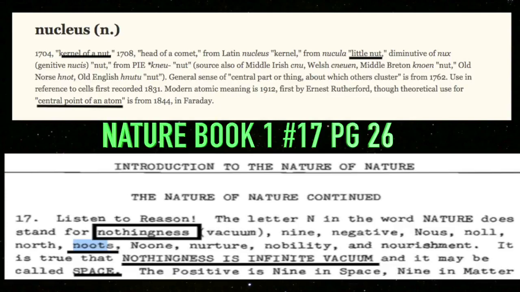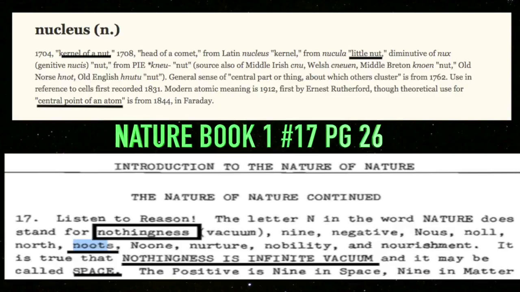Then I researched the word newt, the way it is spelled in the nature books, and I got the definition meaning nothing, and the etymology, which is nut. That's how I came up with brain noots. You wanted to comment on that, A-Noot?